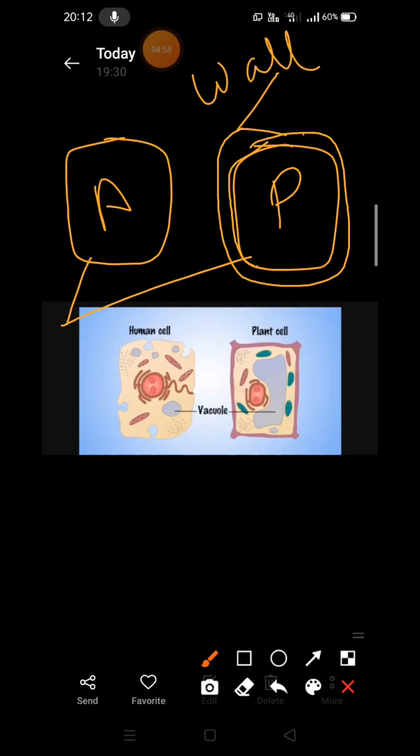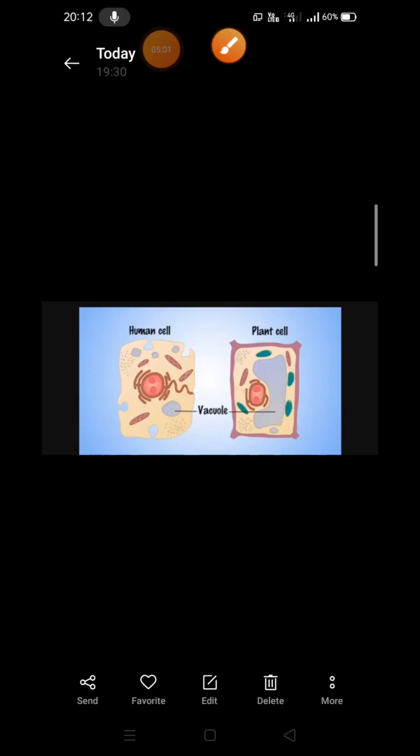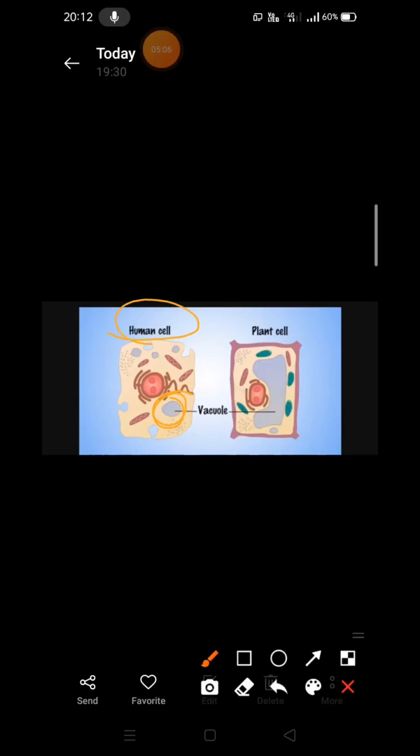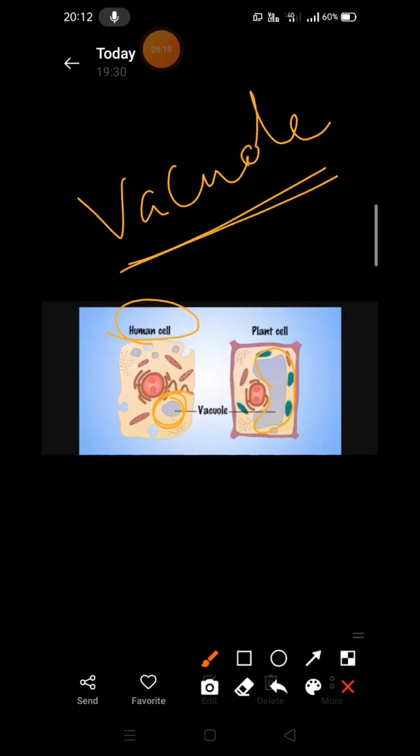Now the second difference is, here we are able to see in the diagram also, that this is vacuole, which is very small in human cell or animal cell, whereas in plant cell this vacuole is very large in size. So what is the function of vacuole? It stores the waste products of a cell, and as the human body has excretory organs to remove the waste from the body, the animal cells have a very small vacuole, whereas in plant cells the size of the vacuole is very big because they do not have any special excretory organ.